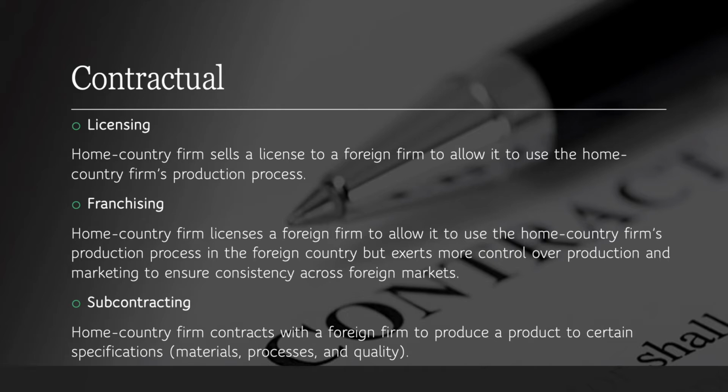The third type of contractual foreign market entry is subcontracting, but it is also known as foreign outsourcing and contract manufacturing. Here, the home country firm contracts with a foreign firm to produce a product to certain specifications. This form of international production, while not new, has become increasingly important over time. Indeed, it is so significant in some sectors that there are now contract manufacturing organizations that have evolved to facilitate the activity.